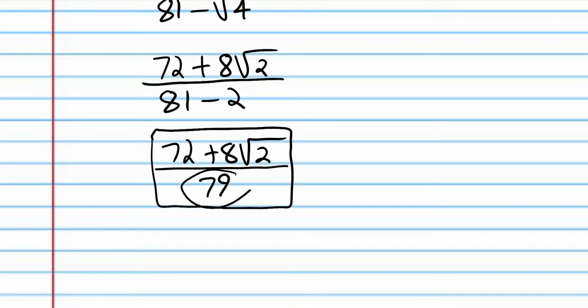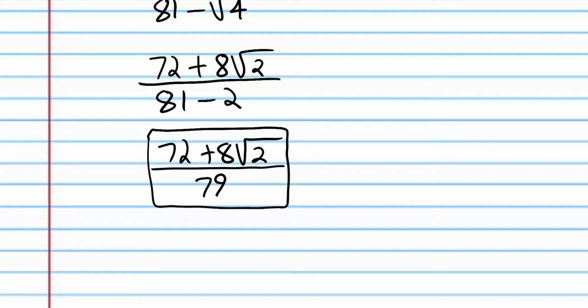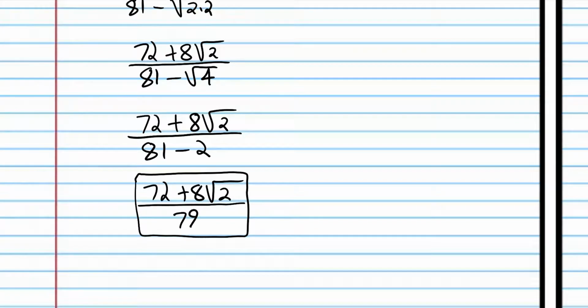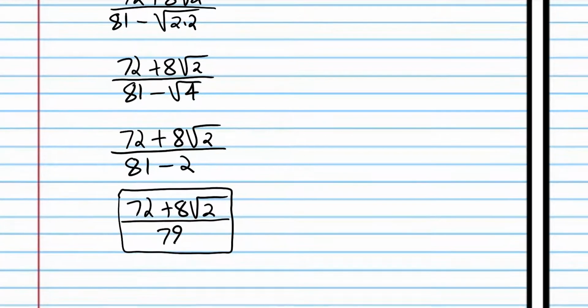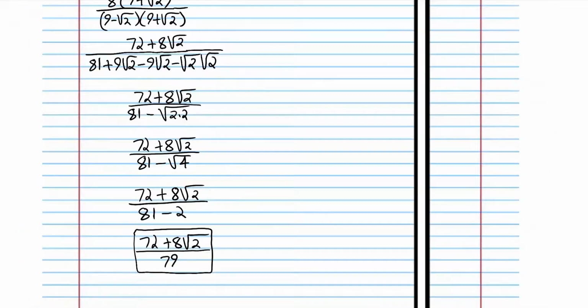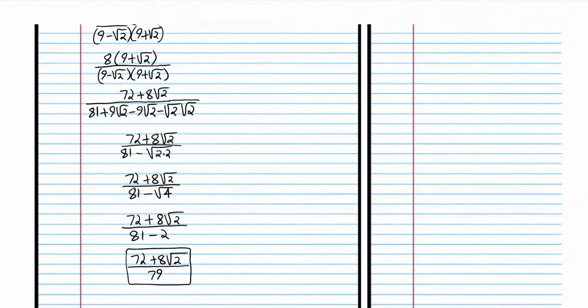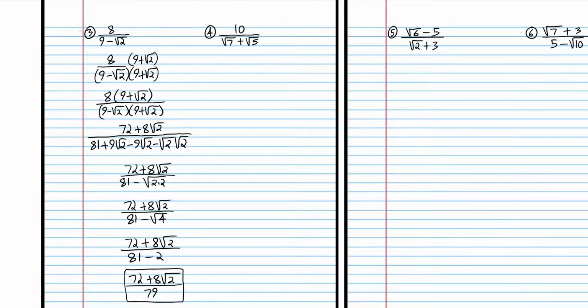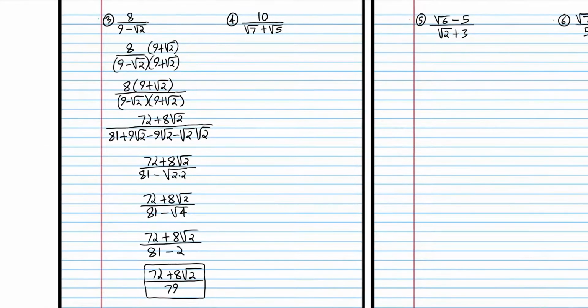Now, if this were 78, then we'd have a problem because we'd have to keep going and reduce that fraction. But thankfully, the 79, I don't think it has any common factors. At least I don't believe. Okay, so if you got that answer, good job. Go ahead and try number 4. And when you come back, we'll do it together.